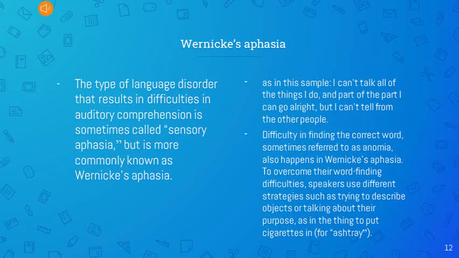Difficulty in finding the correct word, sometimes referred to as anomia, also happens in Wernicke's aphasia. To overcome their word-finding difficulties, speakers use different strategies such as trying to describe objects or talking about their purpose, as in: the thing to put cigarettes in for a try.